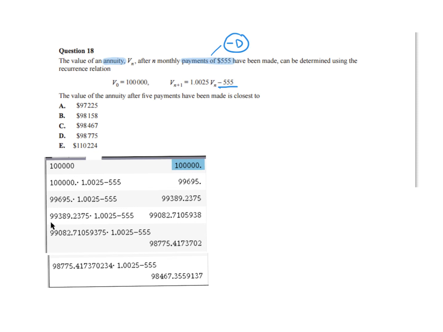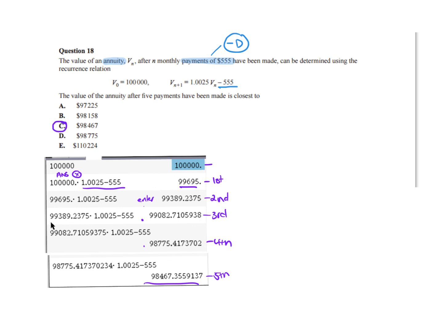So here I'm doing it again in the calculator. We press 100,000, press enter. Then when I write times, it should say answer times, and then you type this in, and we get that. So this is the first, second, third, fourth, and fifth. Remember, you can just keep pressing enter, enter, enter, and you get them. So I can see here it's 98,467. So that's closest to C.